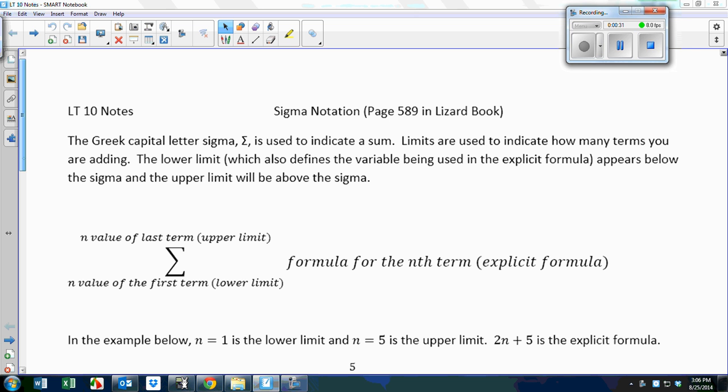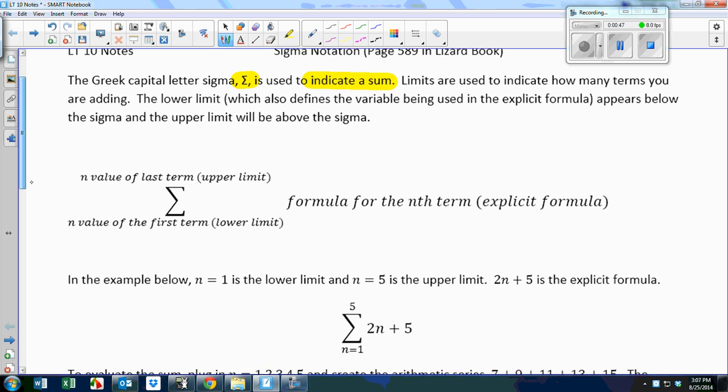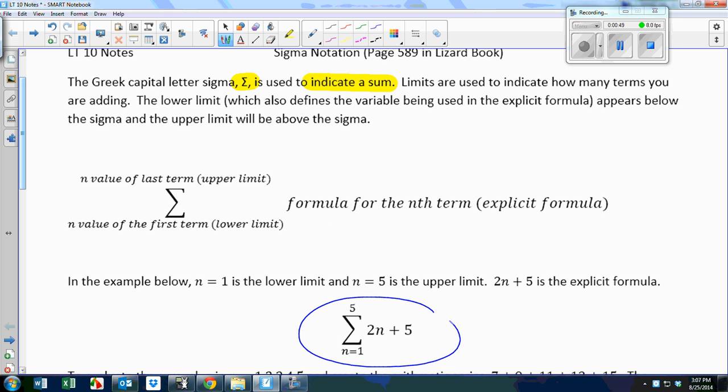For sigma notation, the sigma represents sum, and the Greek letter sigma is used here in this example to represent the sum. The number at the bottom represents the number you start with. The number at the top, 5, represents the number you stop with.